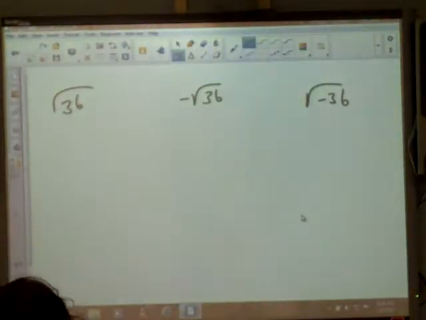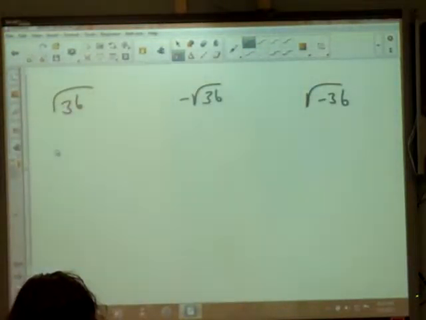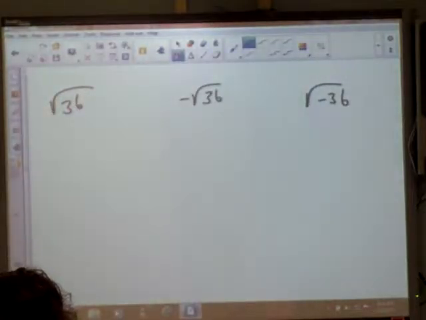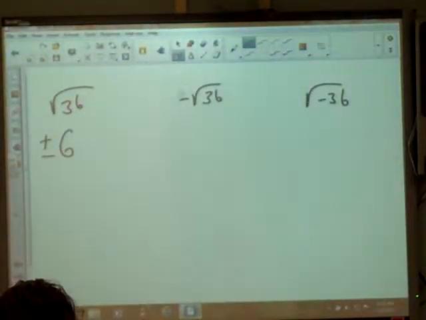All right, square root of 36 is the first one I've got here. What times itself equals 36? 6 or negative 6 also, so that's plus or minus 6. This one now they put a negative out in front. So I'm going to take the square root of 36, which is positive or negative 6, but then this negative out in front tells me they only want the negative.